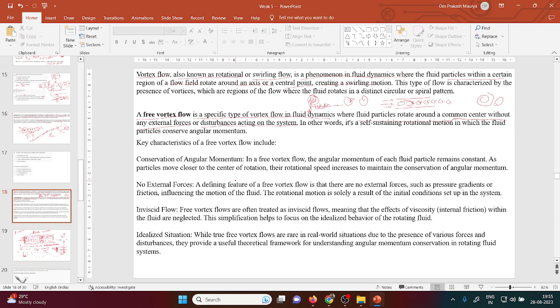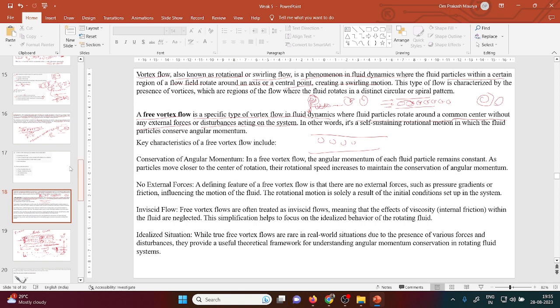Like, if in the system you are not giving any external force, and the fluid particle is rotating without any external force, this type of flow is known as free vortex. And what is forced vortex flow? It has some external source.